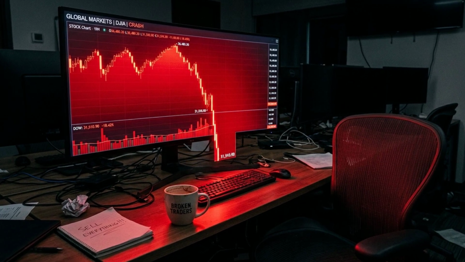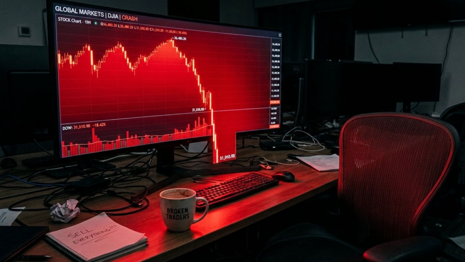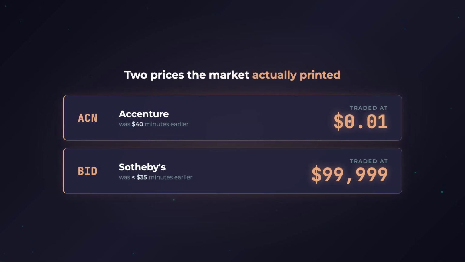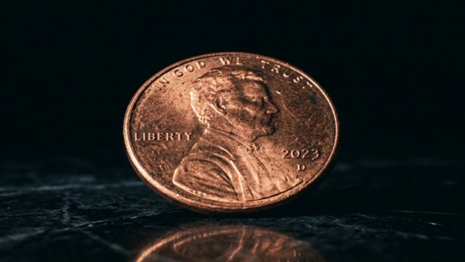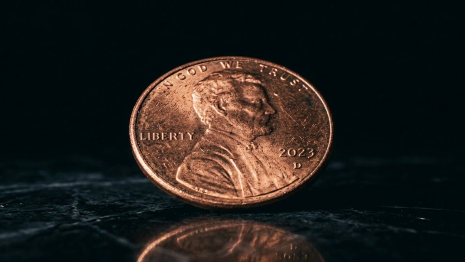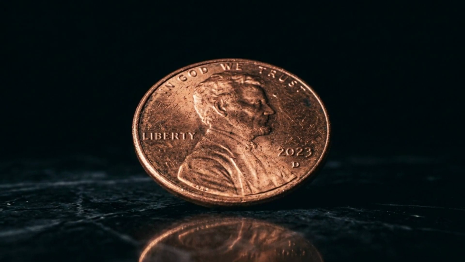And on the wrong day, you get the May 6, 2010 flash crash. The Dow Jones dropped about 1,000 points in 10 minutes. Around $1 trillion in market value evaporated, then mostly came back. During those 10 minutes, Accenture briefly traded at 1 cent, a stock that was at $40 minutes earlier. Sotheby's printed at $99,999. Whoever sold Accenture at 1 cent, they almost certainly used a market order. The order said, "Sell now at any price," and that was the only price the market could find.